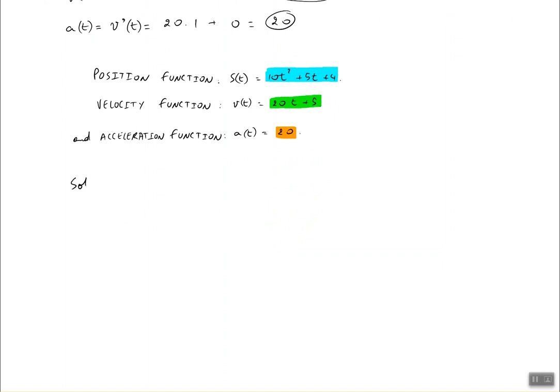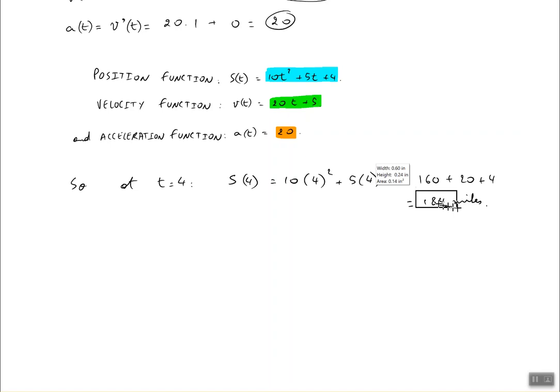So at t equals 4, we end up with the following. S of 4 is equal to 10 times 4 squared plus 5 times 4 plus 4. So that's going to be 160 plus 20 plus 4, which is at the end 184, and position is in miles. So the unit here will be simply miles. So 184 miles after 4 hours of travel.